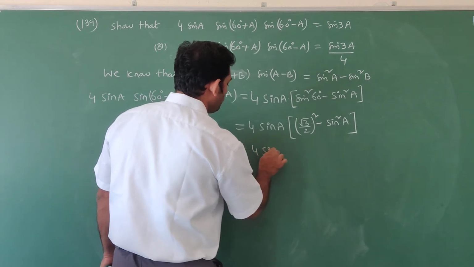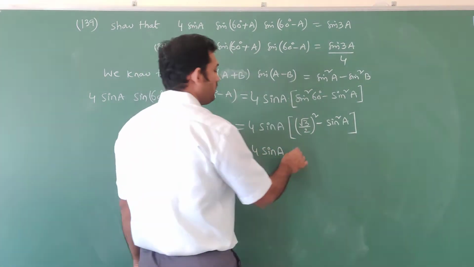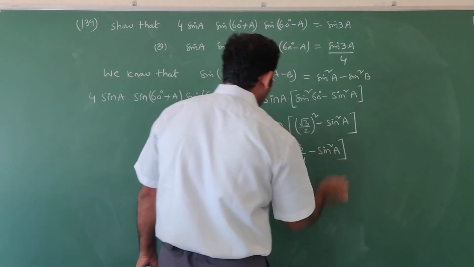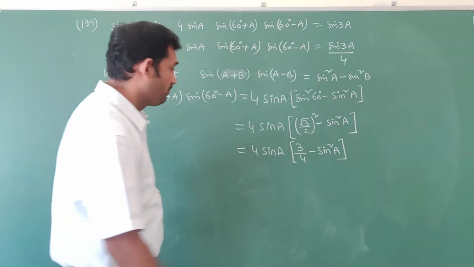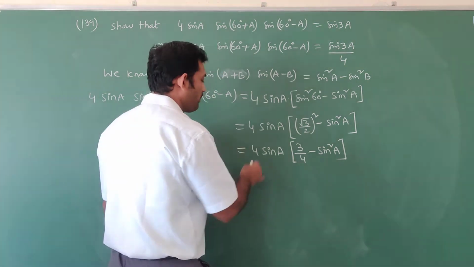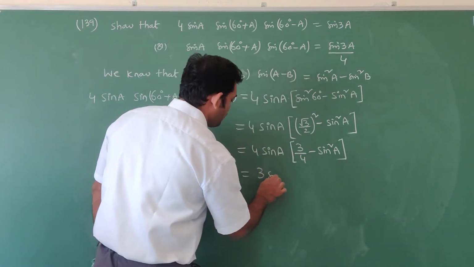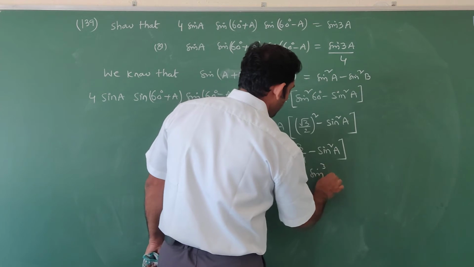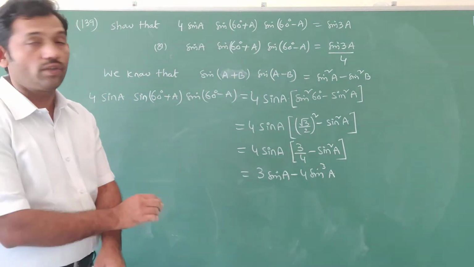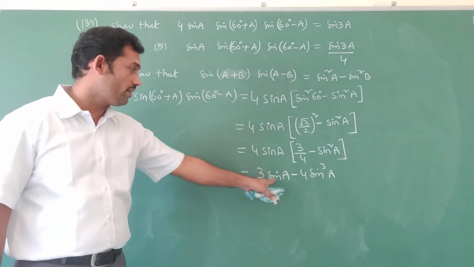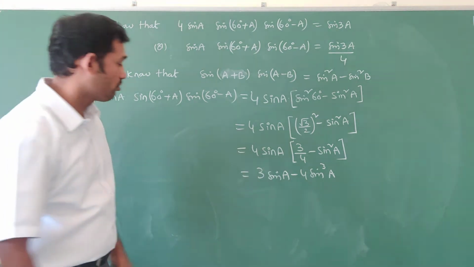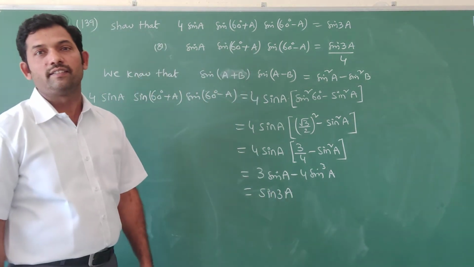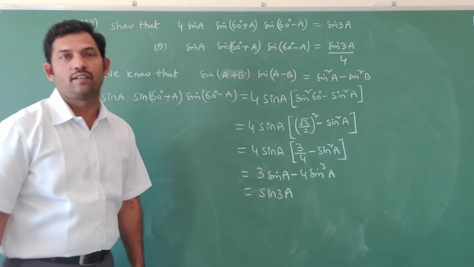4 sin A, this value 3 by 4 minus sin square A, again multiplied with sin A. 4 sin A, what happens? 4 gets cancelled. 3 sin A minus 4 sin cube A. 4 sin A is multiplied, so we are getting 3 sin A minus 4 sin cube A. So what is that formula? Sin 3A, that formula. Note down fast.